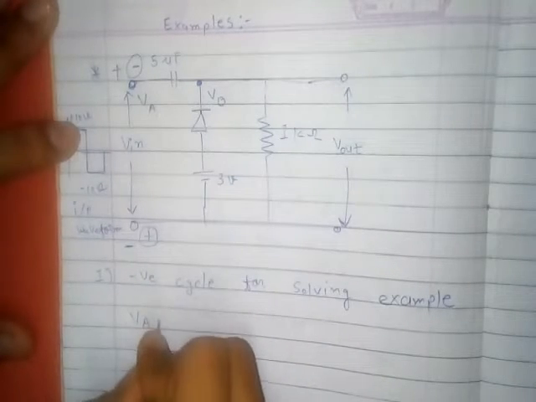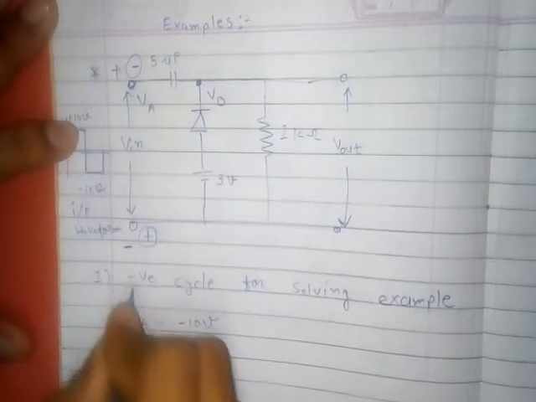Now during the negative half cycle, this is VA, this is VB. VA is equal to minus 10 volt because of the negative half cycle, so the diode operates.